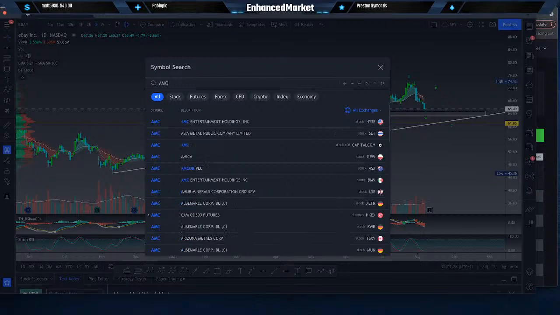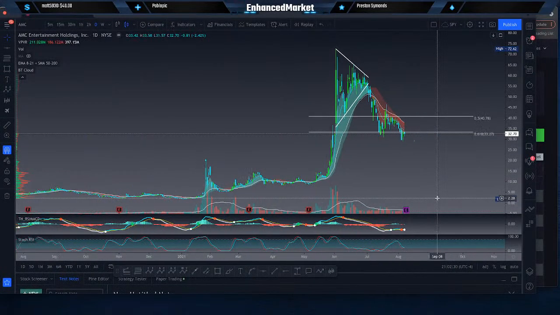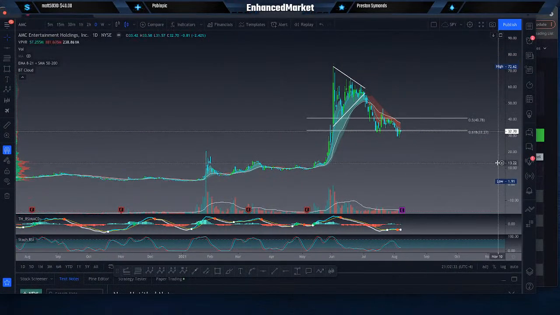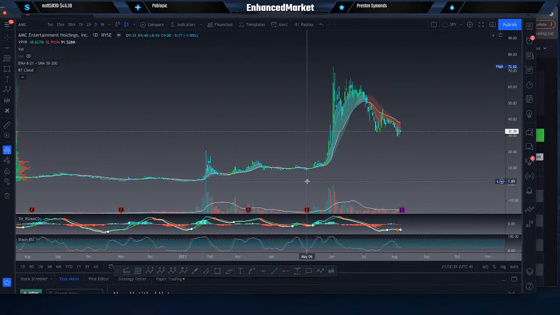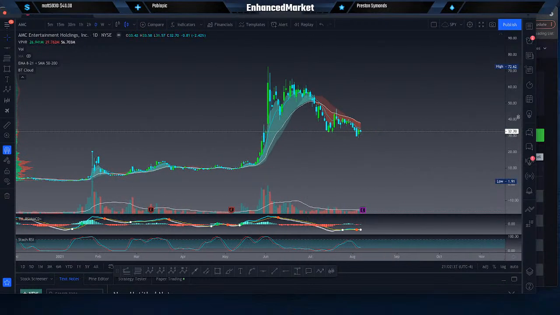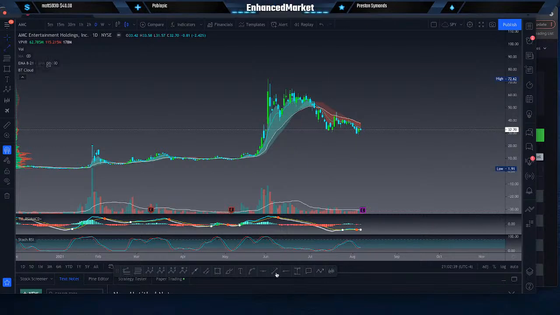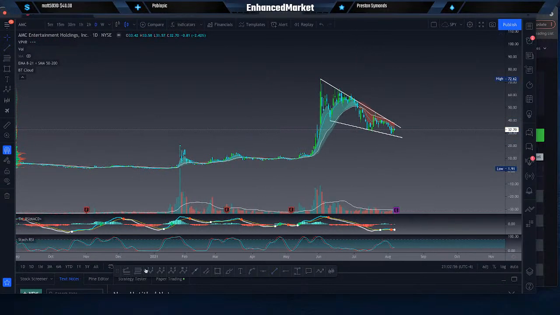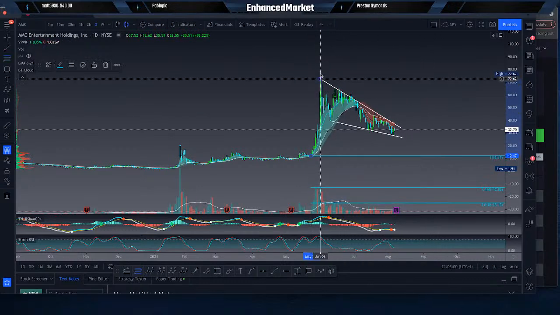AMC. All right, I'm gonna do one more, and then we'll stop there. AMC. Haven't looked at AMC in a while. Seems like it's just doing the same thing it's always doing. Those look pretty nice. All right, it's forming a wedge from the lows to the highs.